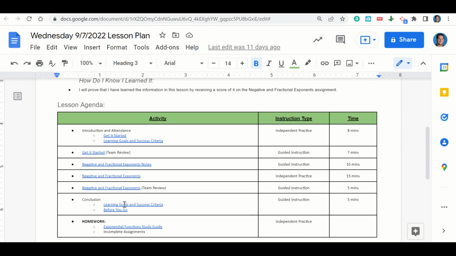At the end of class, we'll go back over our learning goals and success criteria while you fill out your Before You Go. Your only homework is to continue working on the exponential function study guide and fill out any incomplete assignments that you may have.